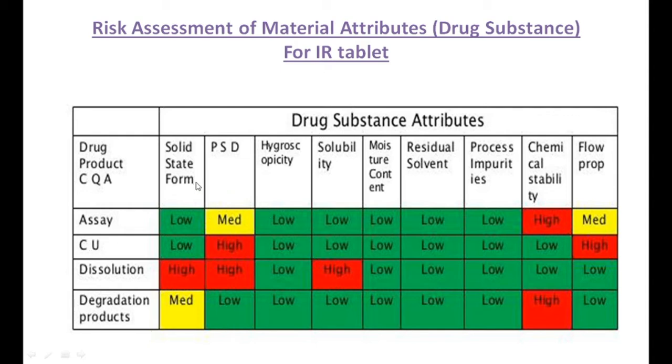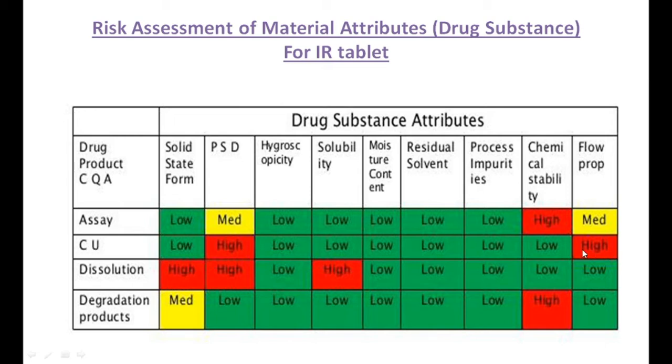See, not all the material attributes affect all the CQAs. Here you can see that the red zone indicates this particular attribute is having high impact over the particular CQA. Here the list of CQAs contains content uniformity, dissolution, and degradation product. So we can say that particle size distribution, this CMA, is having high effect over the content uniformity and dissolution, but it is having low impact over the degradation of the product, and medium impact over the assay. Whereas the flow property is having high impact over the content uniformity of the product.